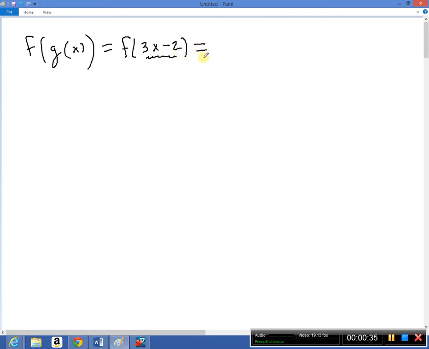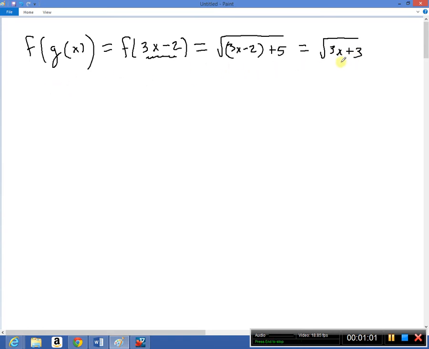So that means instead of the square root of x plus 5, you're going to get the square root of 3x minus 2 plus 5. And that, of course, simplifies, and you should. This is the square root of 3x plus 3. So that is the formula for f circle g of x.